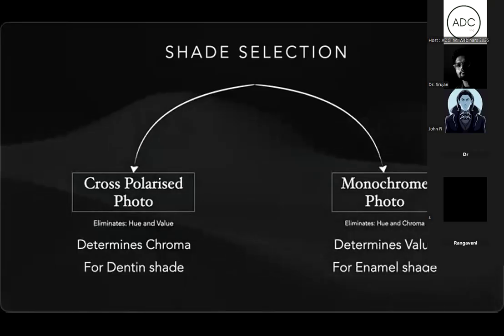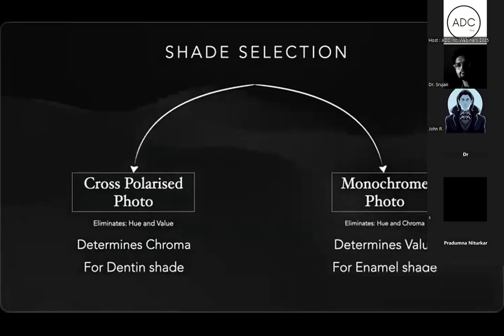So you are going to do dentine shade selection by taking a cross-polarized photo, because dentine is equal to chroma. On the other hand, enamel is equal to value, which I spoke about in the earlier slide. That's why for that you're going to take a monochromatic picture, because that is going to eliminate hue and chroma, right? So it's no rocket science. Just understand one thing: for dentine, you need to select the chroma. For enamel, you need to select the value.